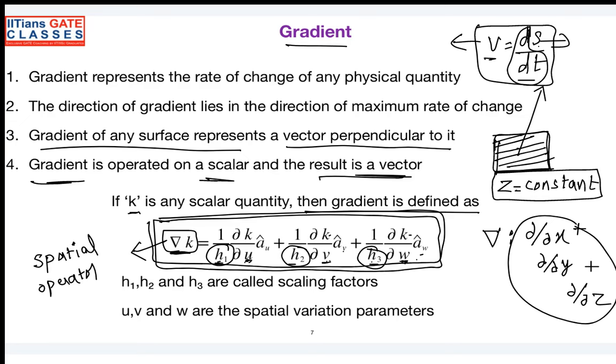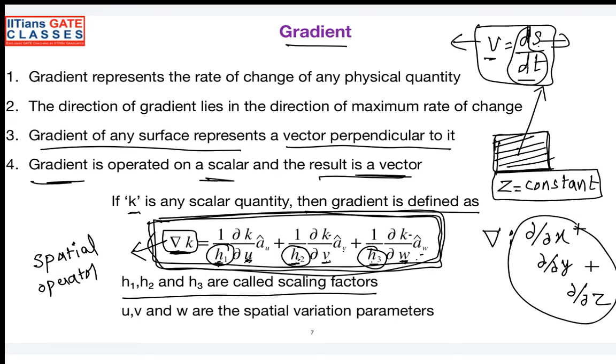Similarly, when you move in spherical, the r direction is linear. But if you move in theta, the multiplier will be r there. When you are moving in phi, there is a multiplier of r sine theta. Since this expression represents a generic equation irrespective of rectangular, cylindrical or spherical, I was writing it as h1, h2, h3. These h1, h2, h3 are called the scaling factors and u, v, w are the spatial variation parameters. With this next slide, we'll try to expand this equation in terms of rectangular, cylindrical and spherical.